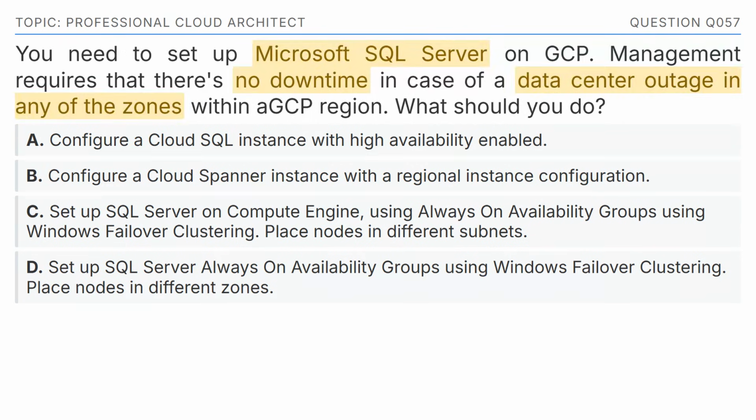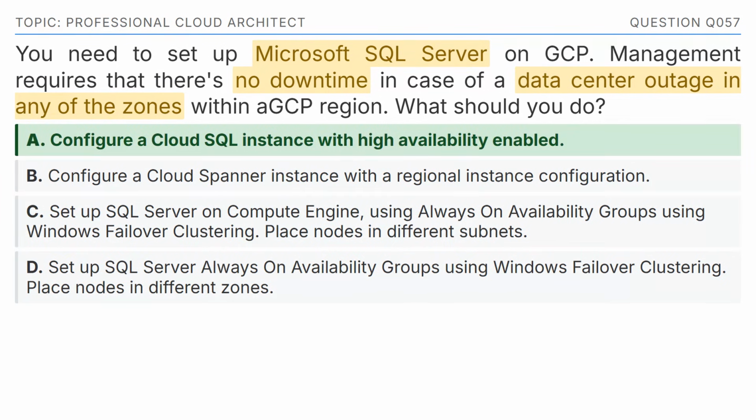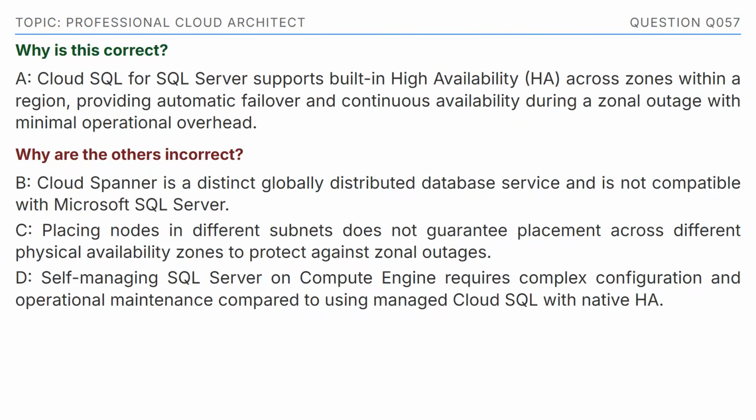To arrive at the correct answer, we focus on the keywords: Microsoft SQL Server, no downtime, data center outage in any of the zones. The correct answer is option A. Configure a Cloud SQL instance with high availability enabled. Why is this correct? A. Cloud SQL for SQL Server supports built-in high availability (HA) across zones within a region, providing automatic failover and continuous availability during a zonal outage with minimal operational overhead.